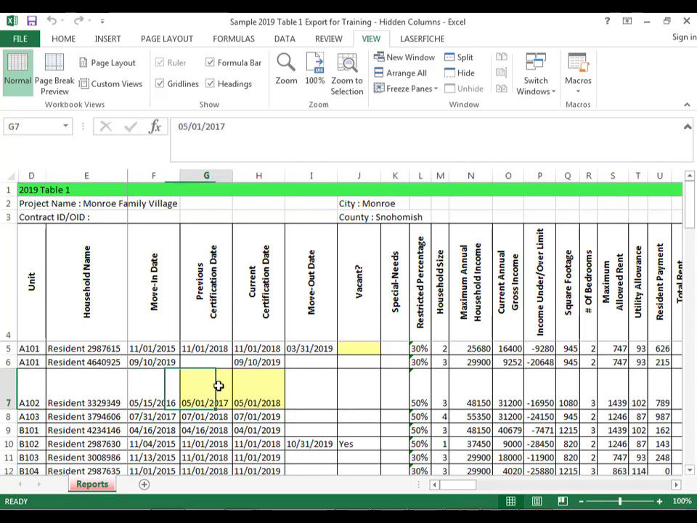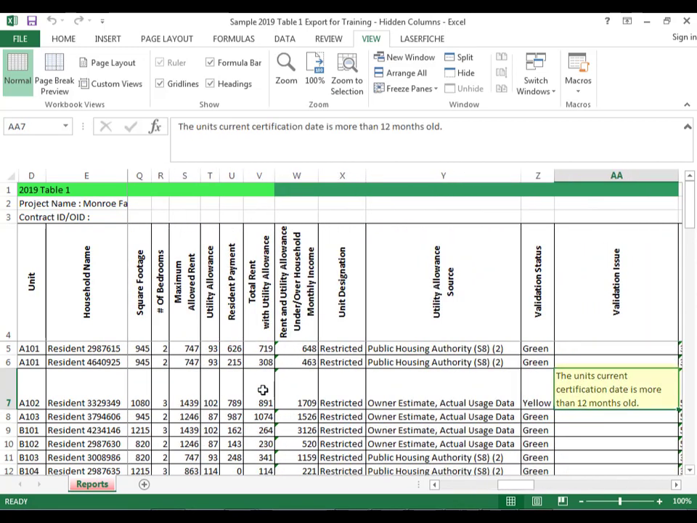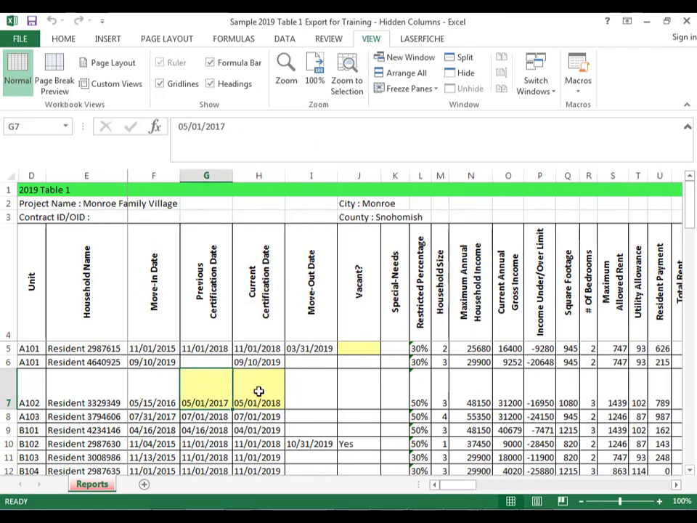On A102, we see this highlighting on our certification dates. And if we scroll to the right to our validations, we will see it has a yellow validation saying the unit's current certification date is more than 12 months old. Okay, so we have a 2017 and a 2018 cert. The system is pointing out that we do not have a 2019 cert.